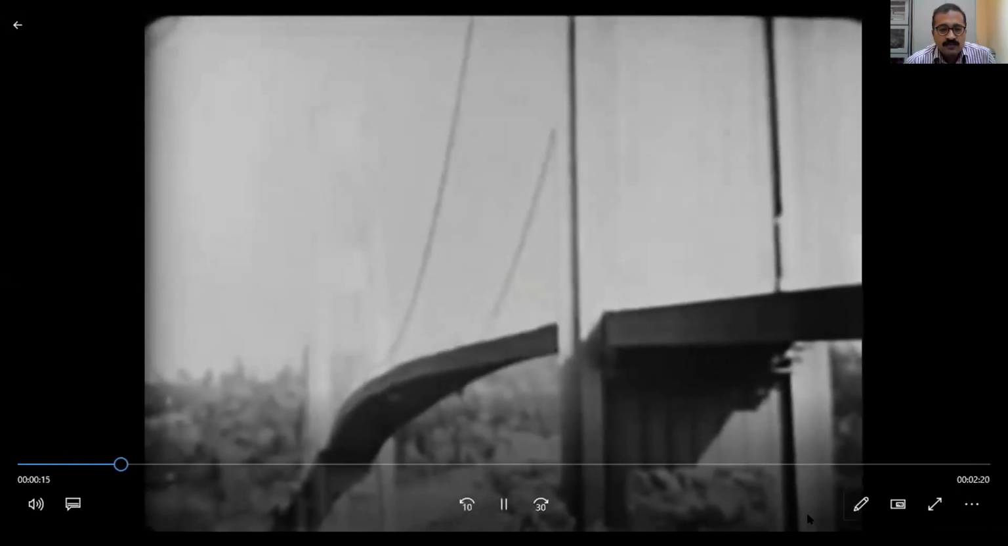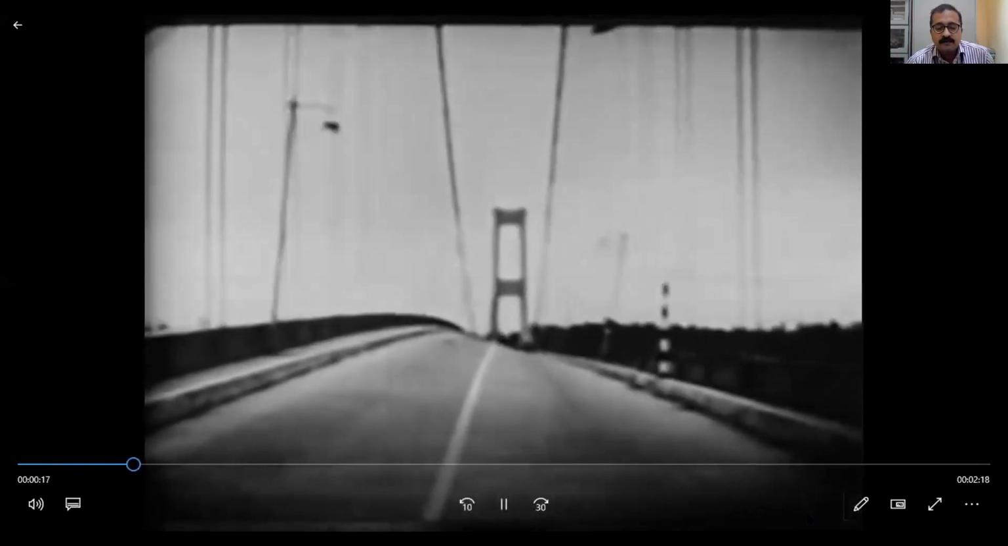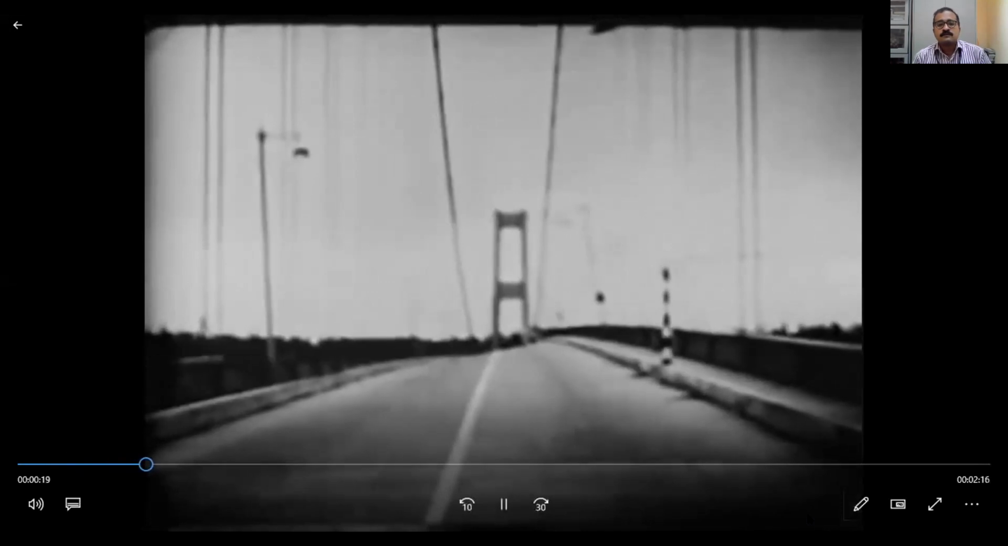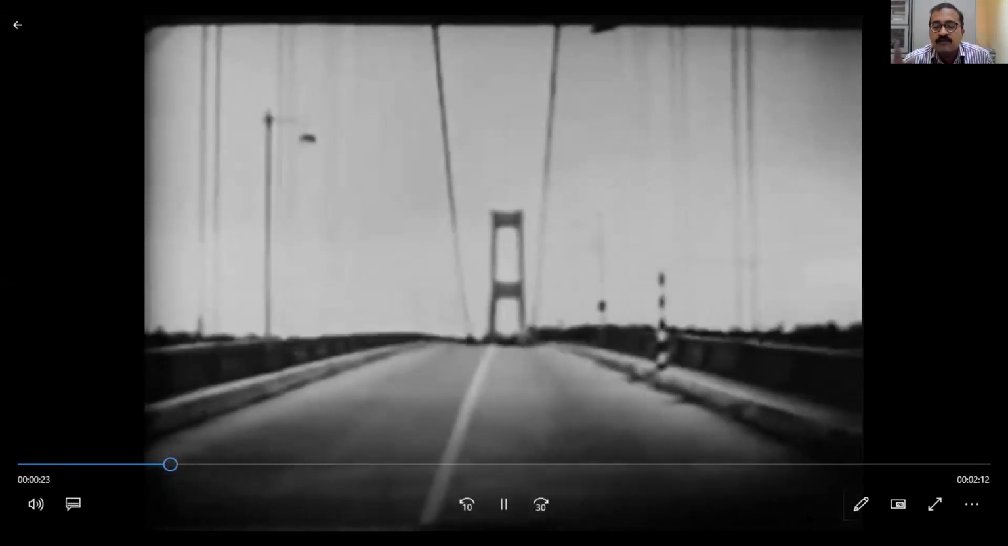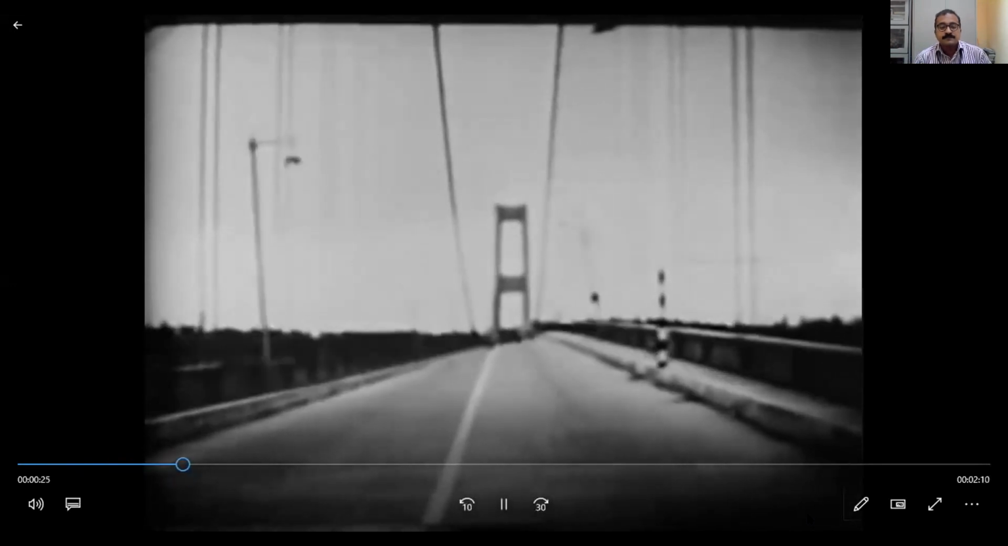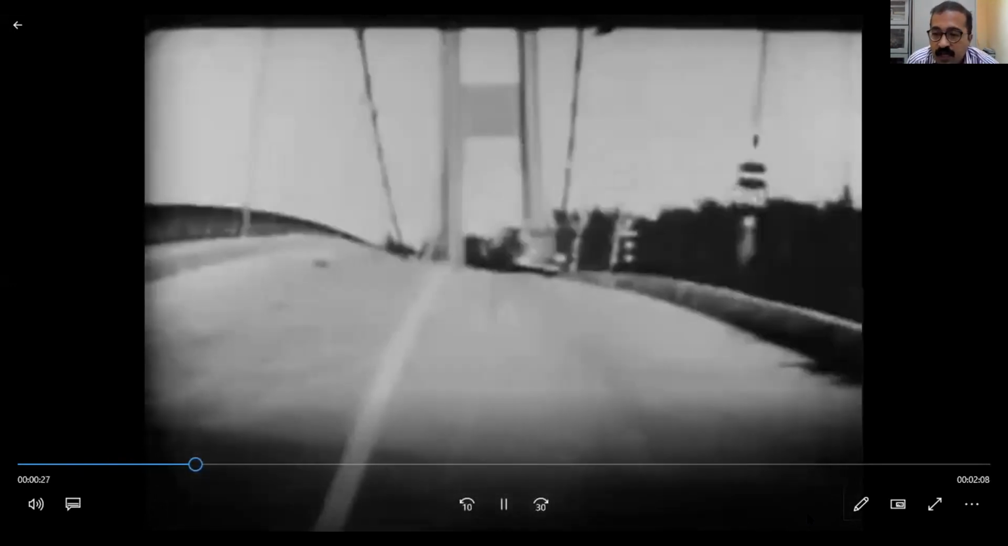You can see how the bridge is swinging. Okay. So see the amplitude of the oscillations. What is happening? It is growing with respect to time t. And eventually the bridge will collapse.